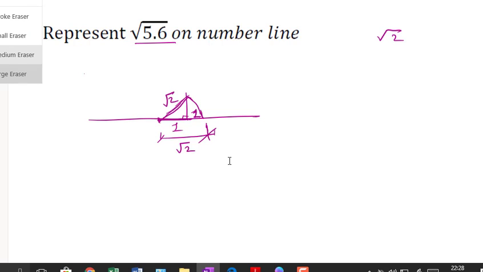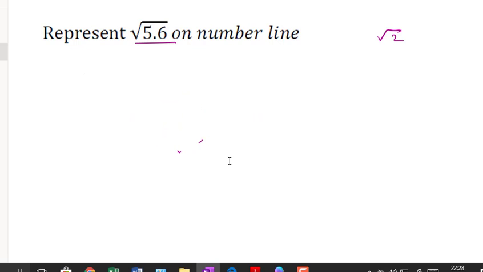But here our number is 5.6, which we have to represent on the number line. For that, we will first draw a distance of 5.6. Suppose this AB is 5.6. Then we extend this AB up to point C, so we extend AB by 1 unit.